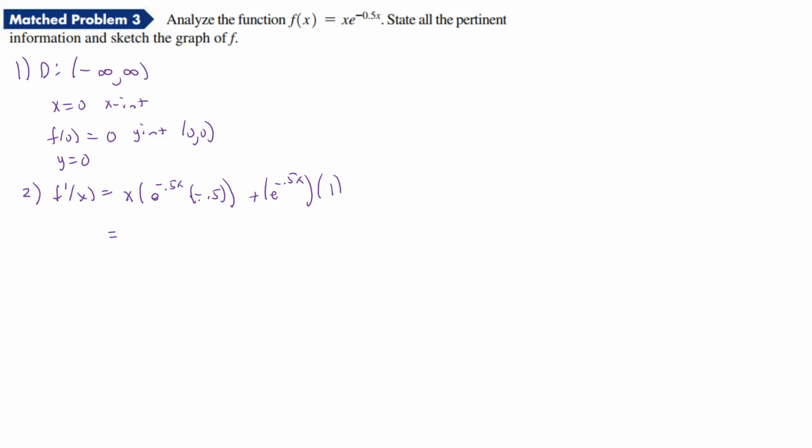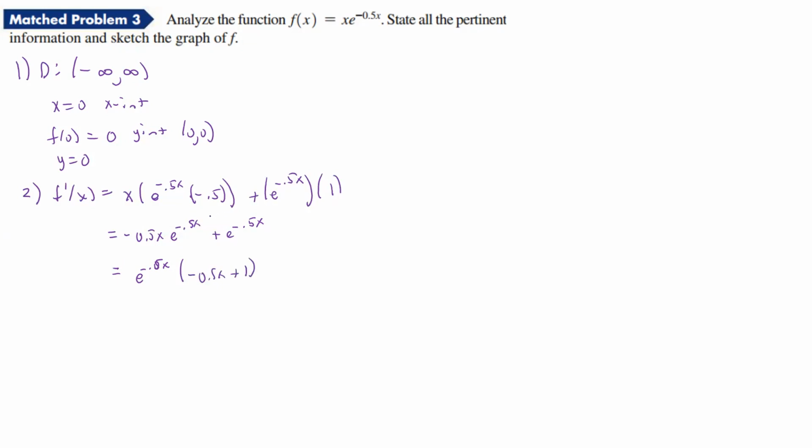Now that's going to simplify to what? Well, that's going to be negative 0.5x e to the negative 0.5x. That's a 5, not a 0. And then plus this, which is just e to the negative 0.5x. Now, for simplicity, I think what we could do is take out e to the negative 0.5x, and we have what's left over? Negative 0.5x plus 1.